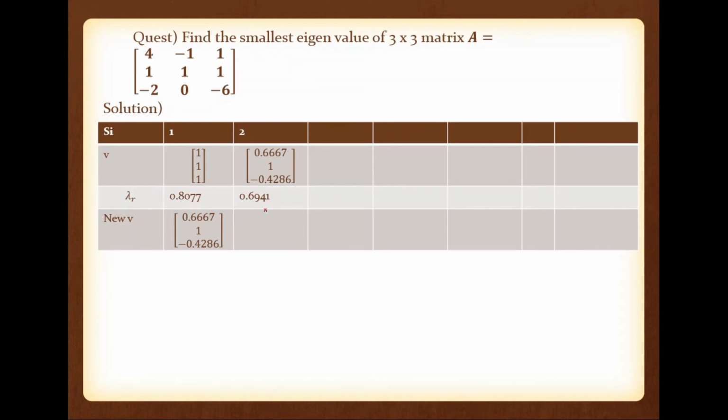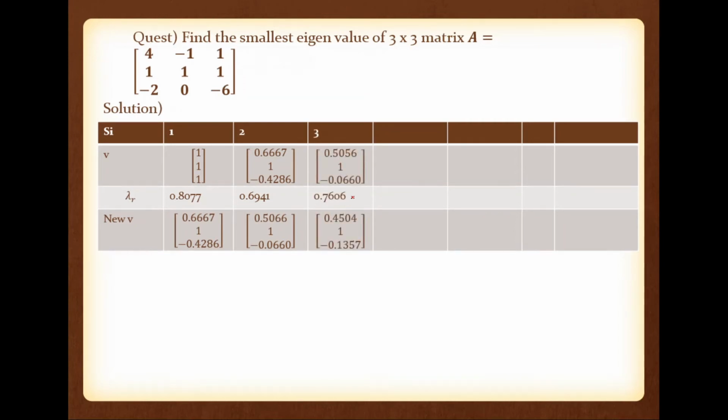So after taking this 0.6941, the output vector is normalized, that is 0.5066, 1, minus 0.0660. Okay, so this is the second iteration. Now you can see that this normalized vector and the initial vector are different, so we have to continue. So this vector is taken as the initial vector of the next iteration.